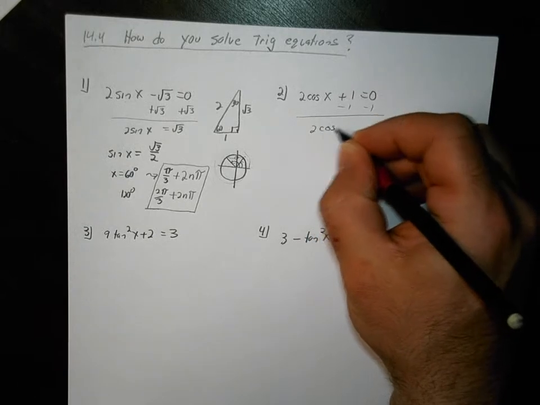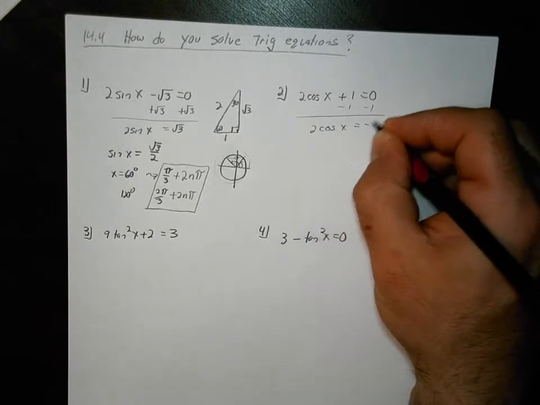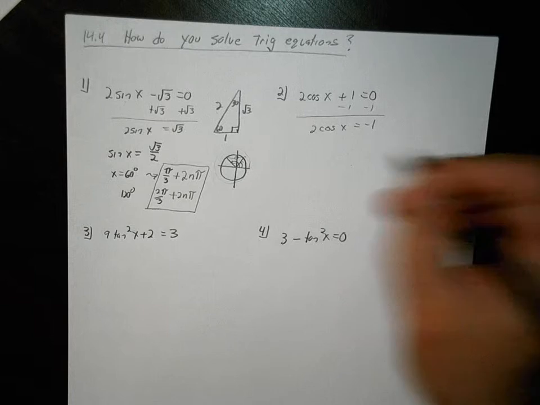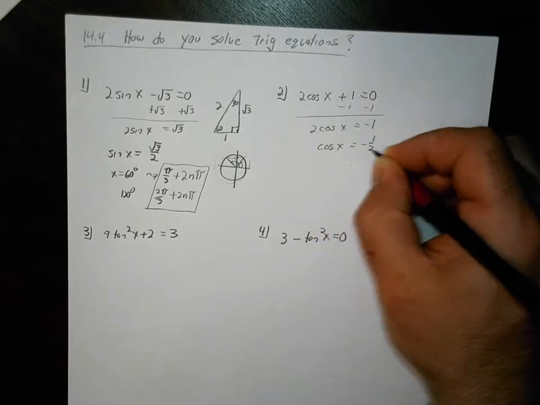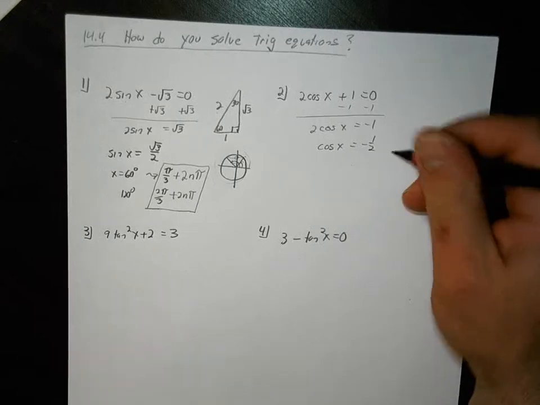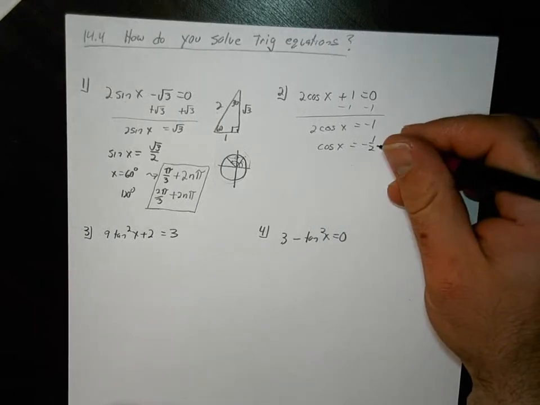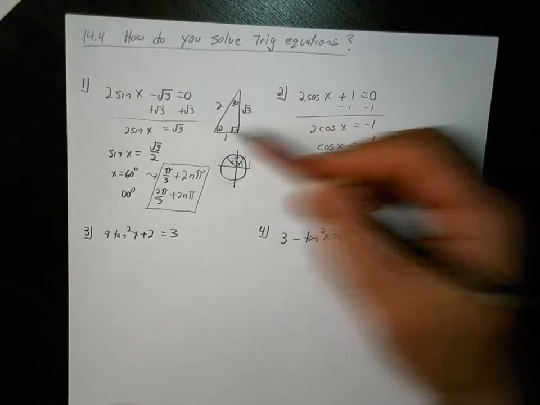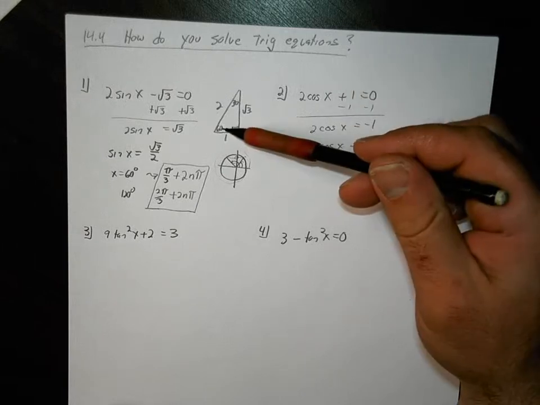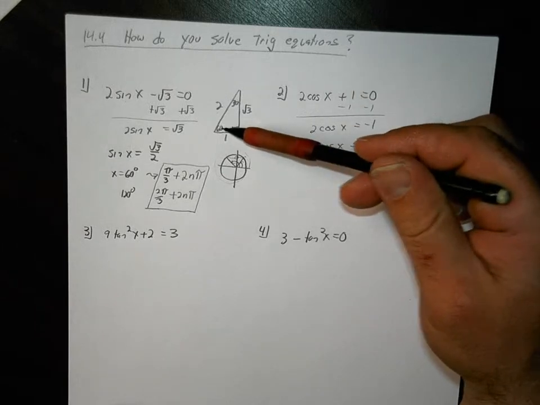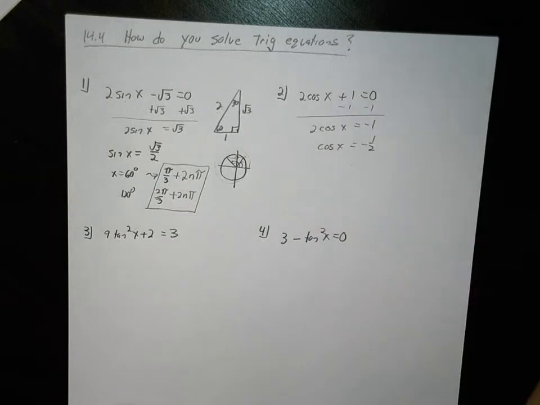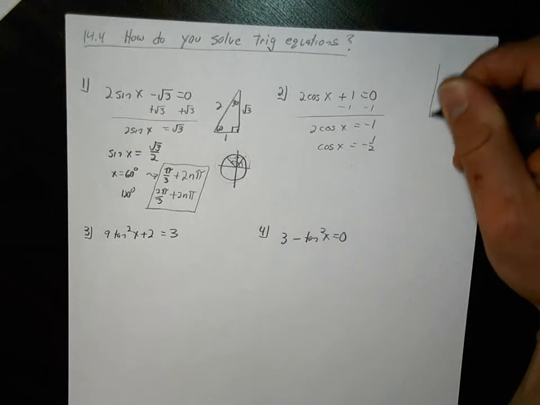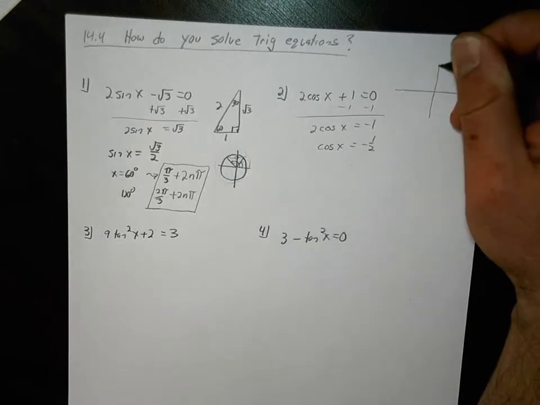2 cosine of x equals -1. Okay, divide by 2, I get -1/2. Okay, what angle gives me a cosine that's -1/2? Well, in the 30, 60, 90 triangle, again, it's that 60-degree angle because cosine is adjacent over hypotenuse, so it's 60 degrees. However, I'm going to draw my circle a little better this time.